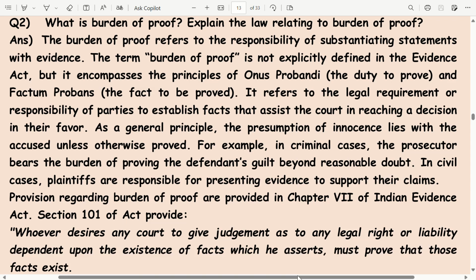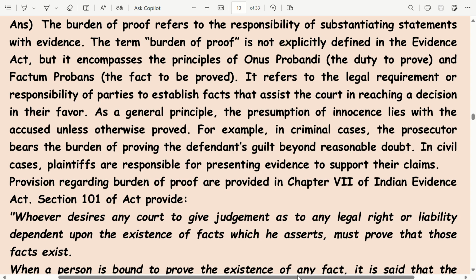What is burden of proof? Explain the law relating to burden of proof. The burden of proof refers to the responsibility of substantiating statements with evidence.